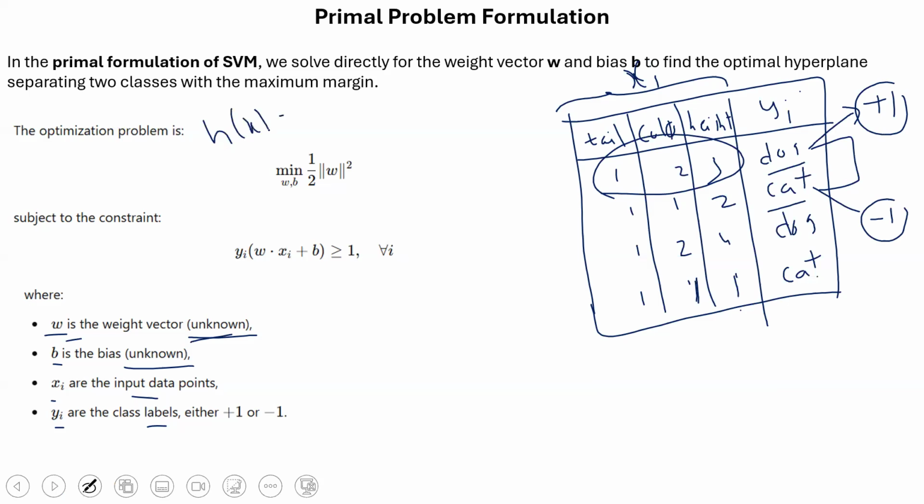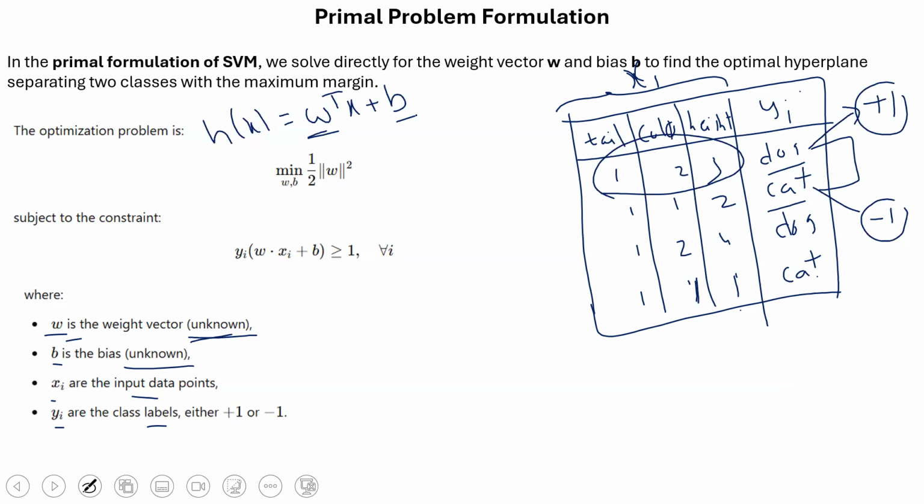Your main goal is to find the hyperplane. The hyperplane is nothing but W transpose X plus B. In this, what you don't know are W and B, so you're trying to find out the values of W and B using this optimization problem.